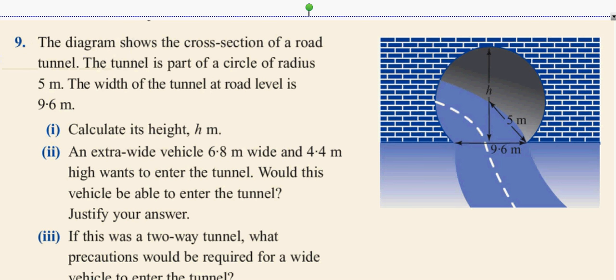The diagram shows a cross section of a road tunnel. The tunnel is part of a circle of radius 5 meters. The width of the tunnel at road level is 9.6 meters. Calculate the height h.